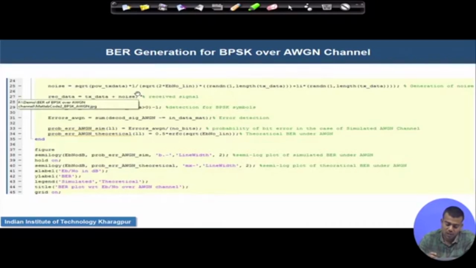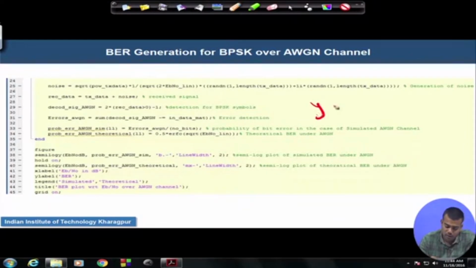Then, as I told you earlier, y equals h convolution x plus n. Here h is the impulse response, and that gives me the transmitted data plus noise. So that's what I am doing here. The received data is nothing but the transmitted data plus noise. This received data is given to the BPSK demodulator. The BPSK demodulator will have some threshold in order to detect the bits.